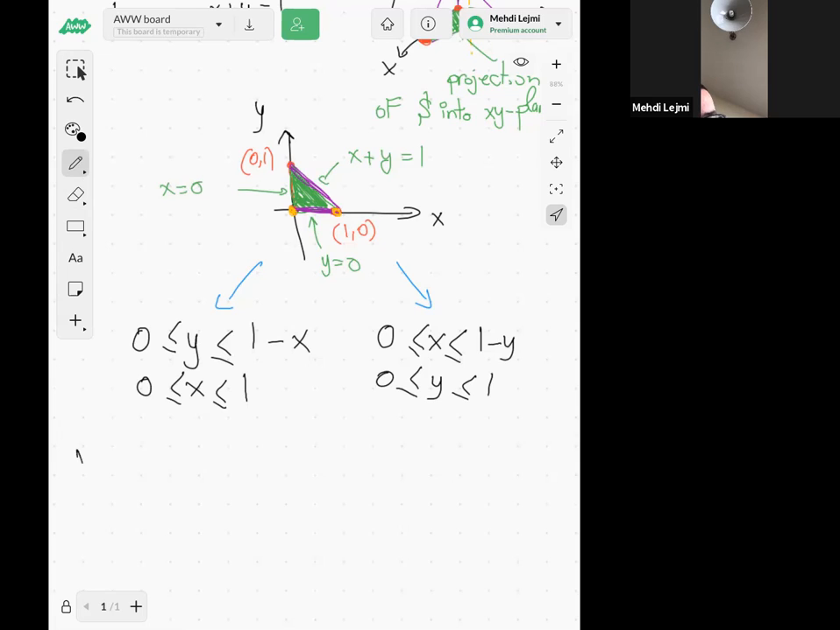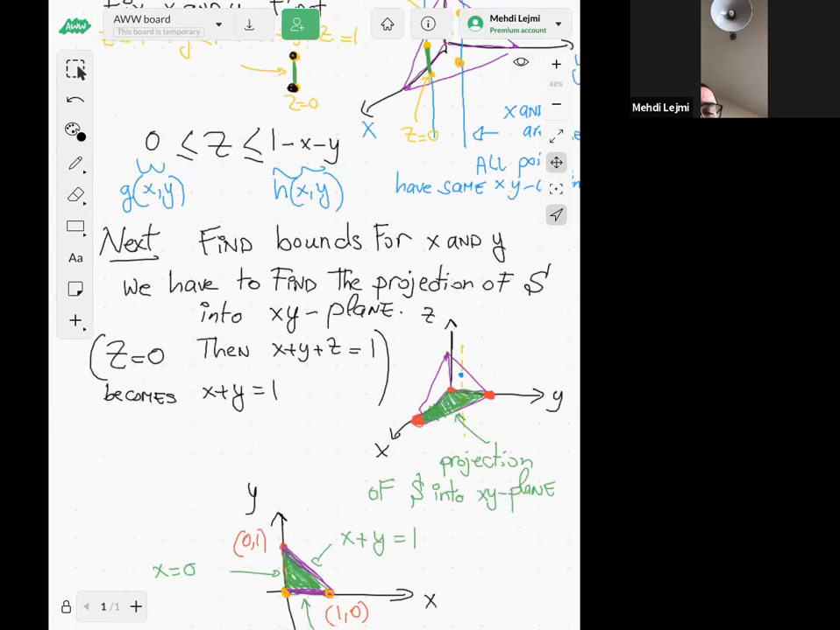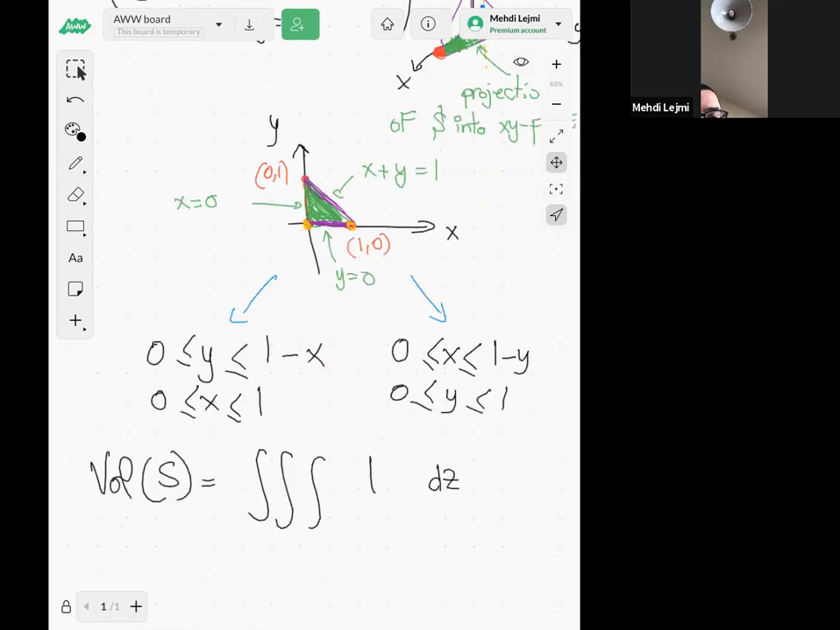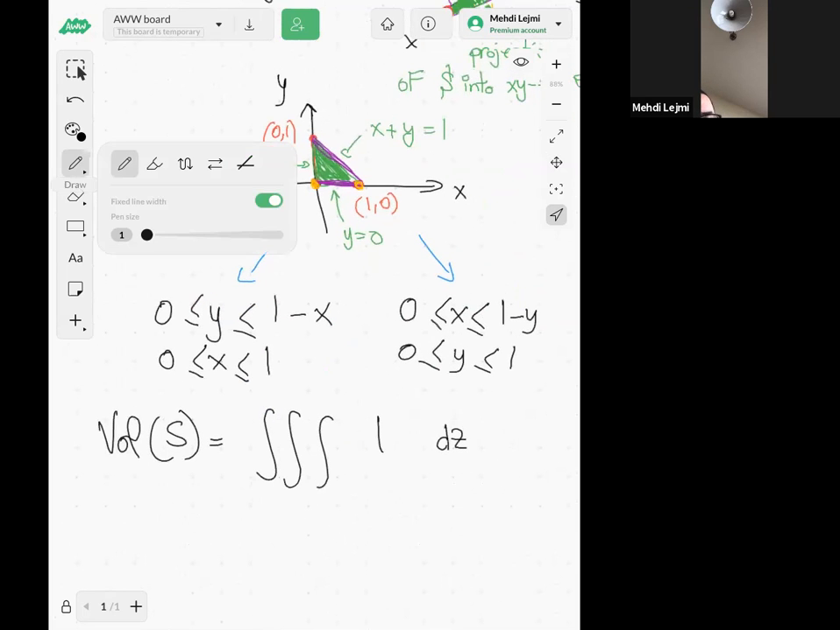So the volume of S, of the tetrahedron, is the triple integral over S. We said Z is between two functions of X and Y, so we start with Z. Z is between 0 and 1 minus X minus Y. So this is 0 here and 1 minus X minus Y. All right.